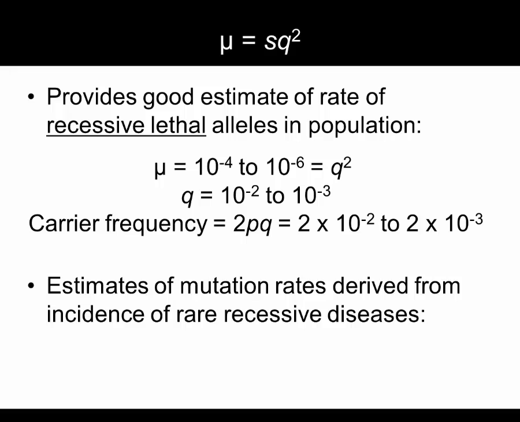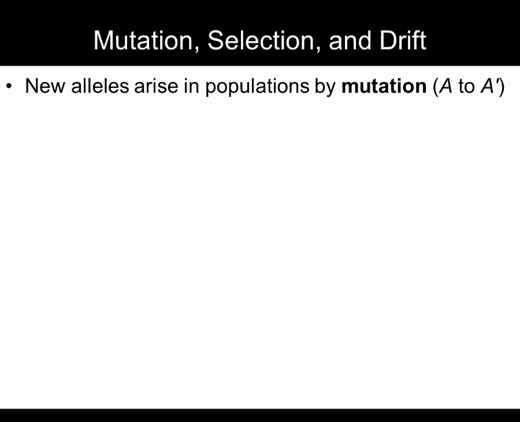You can also use this formula to estimate mutation rates. q squared is the frequency of homozygotes, and thus the frequency the condition appears at. If the condition occurs in 1 in a million individuals, you can tell the mutation rate is 10 to the minus 6. So mutations, selection, and genetic drift all play major roles in shaping allele frequencies over time, and therefore drive microevolution. Mutations are how new alleles arise in the first place.